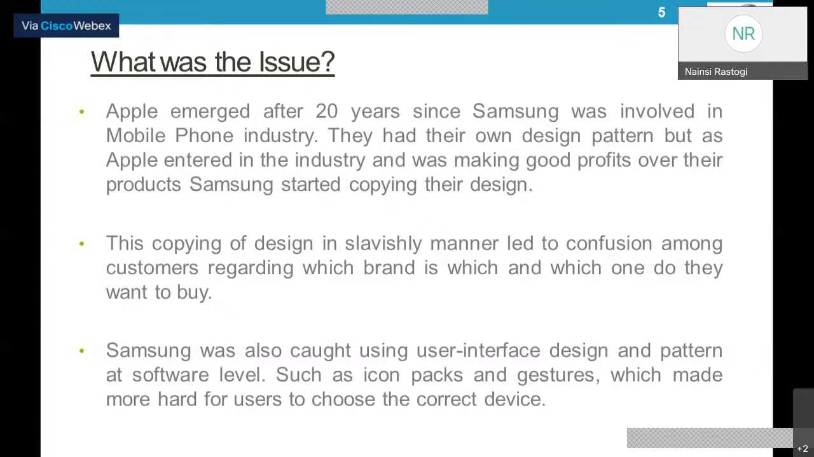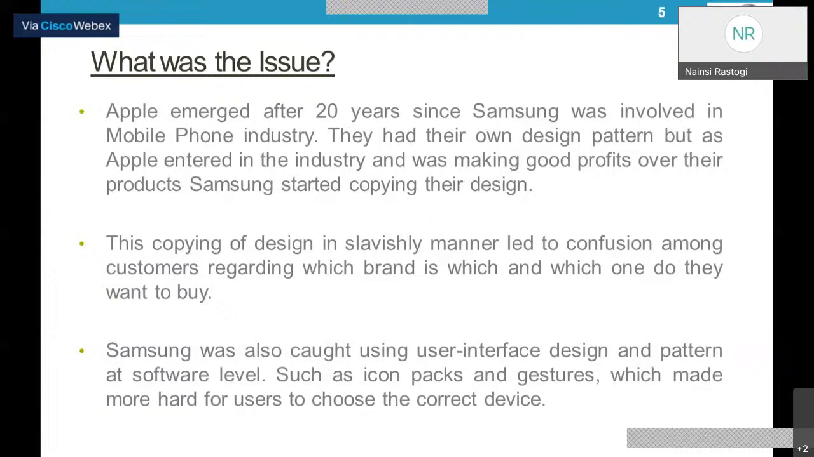Further, Apple said it was creating confusion among customers, because the phones look quite similar. If we compare both devices side by side, they look quite similar, so it creates confusion for the customers and the public.